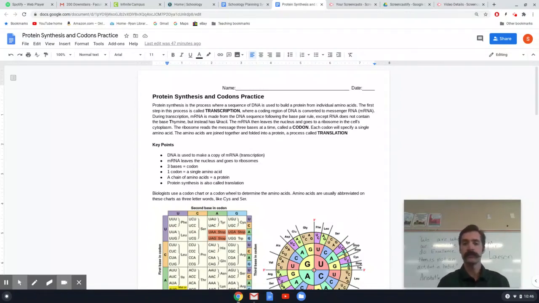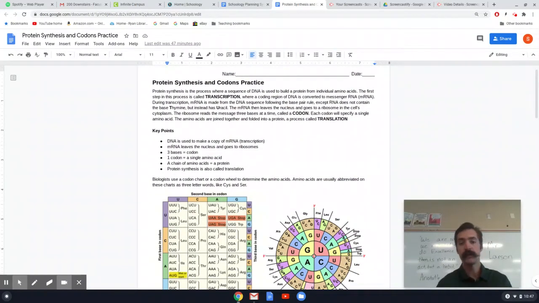So you've reached the protein synthesis and codons practice activity. This is basically just summarizing everything that we've talked about from this entire week. So just remember a couple key points. DNA creates mRNA through the process of transcription. mRNA creates amino acids through the process of translation.